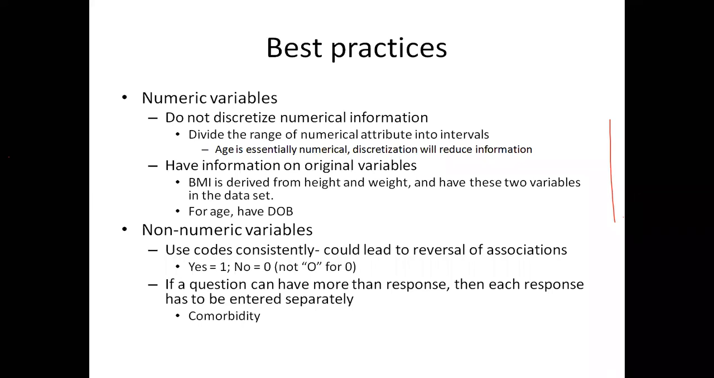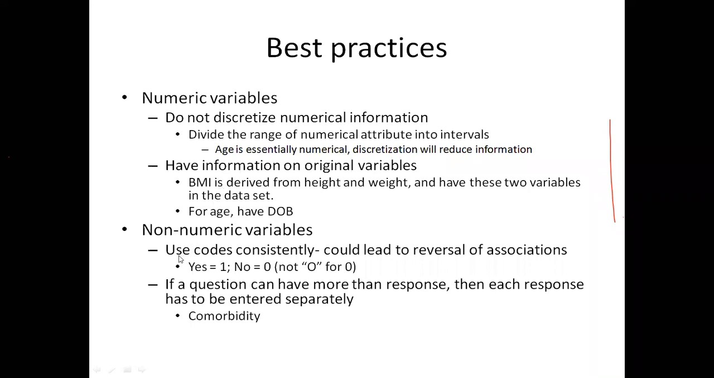The second point with the numeric variable is to have information on original variables. Sometimes you would have a derived variable taken from the original variables. Like for example, you take BMI, which would be derived from height and weight. So have these two original variables in your database. Do not take them out from your database because you have calculated BMI and you may not actually require height and weight. Similarly for age, you might have taken date of birth and then you would have calculated age, but do not remove the date of birth from the original master data set. That's for the numeric variable.